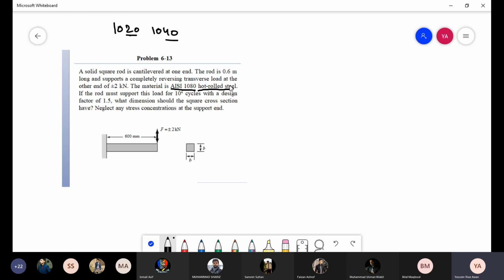So if the rod has to support this load for 10 raised to power 4 cycles, so we are talking now not about infinite life, we are talking about 10,000 cycles, and the design factor is 1.5 that we have to use. So what would be the dimension of the square cross section? We are talking about only a square cross section, right? Not a rectangular one, because that would again introduce an extra variable.